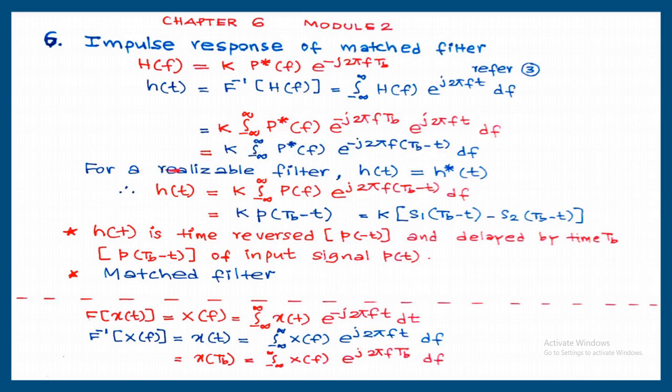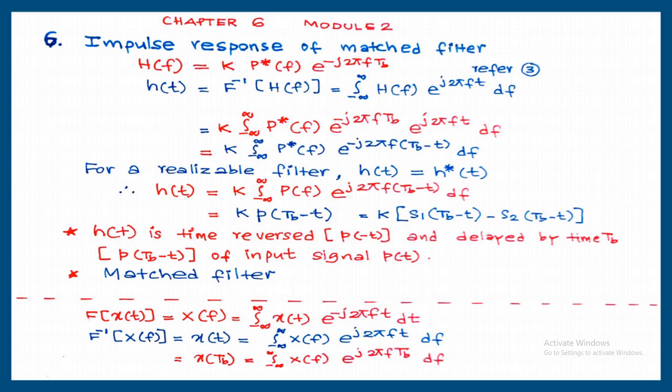Now for a realizable filter, the impulse response is always real. So if the impulse response is real, it indicates that h of t and its complex conjugate are the same. For any real function, its complex conjugate is the same. So here also we are going to use that result, as our matched filter is a realizable filter. For a realizable filter, the impulse response and its complex conjugate are always the same.